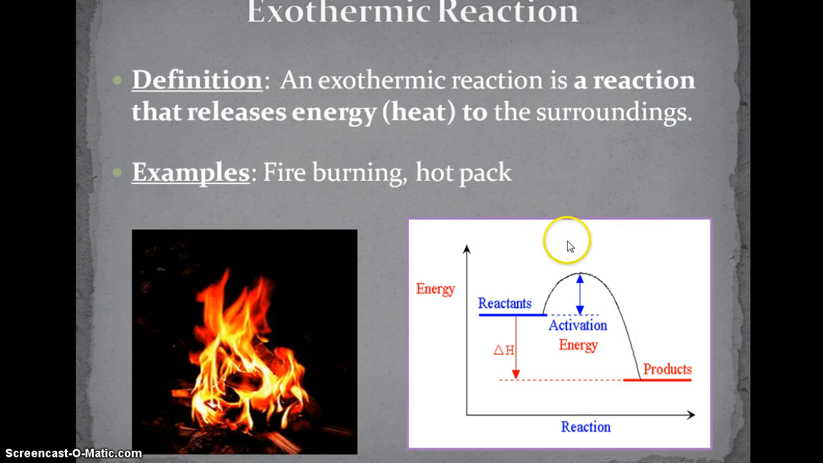This is an energy diagram as we saw in the previous slides, and the difference in this one is that the hill is much smaller, so it takes much less activation energy, and that's because all of the energy is being given off.